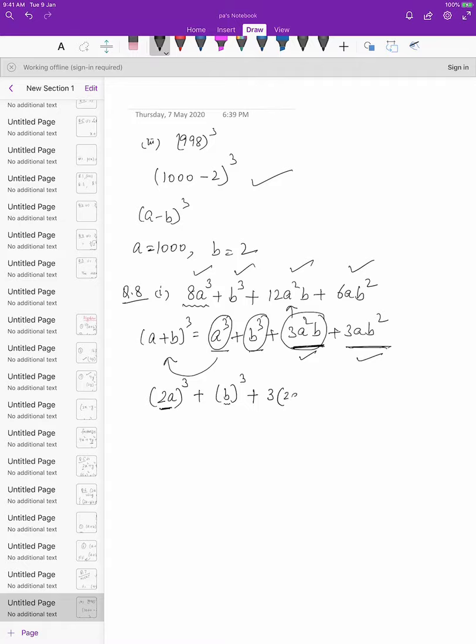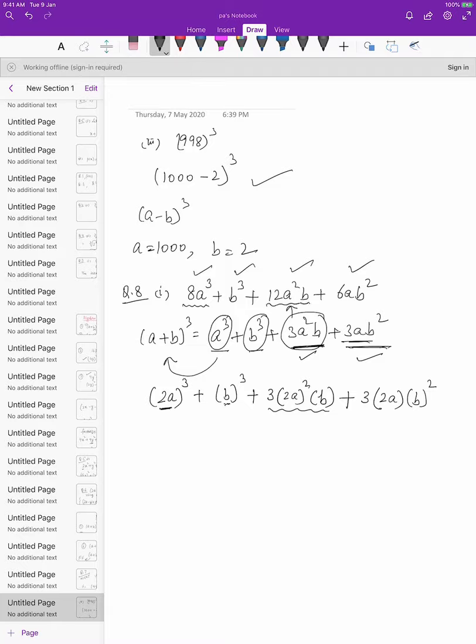So I will write (2a) whole square, and into b, what is my b in this question? It is b only, plus the last term is 3 into a. In place of a I will be writing 2a, and then b is b only, so it is b square. Let's check out, is this term matching this term?